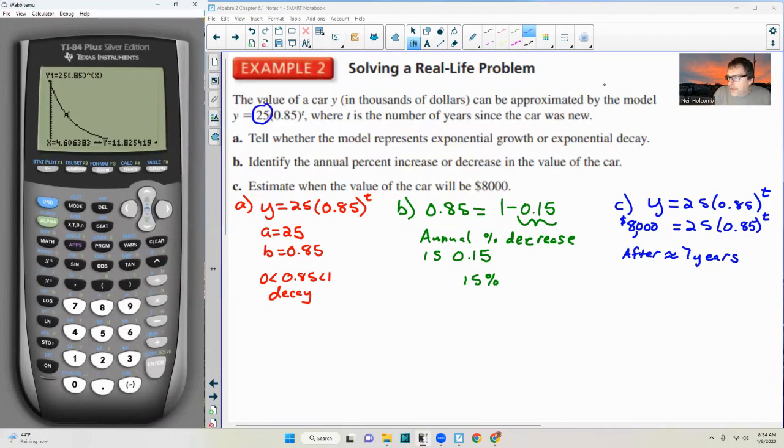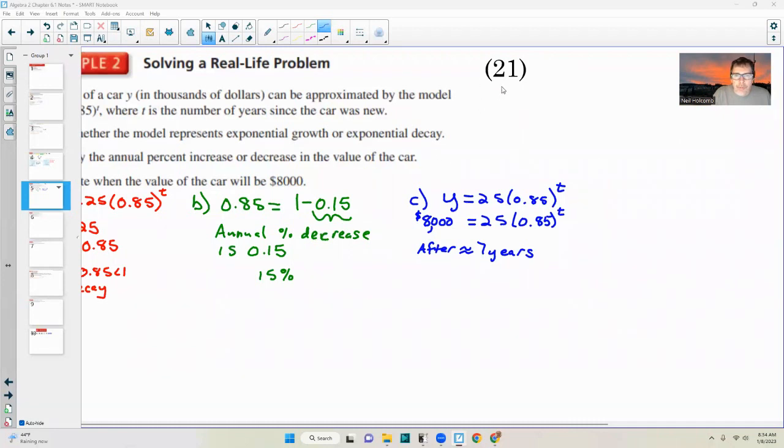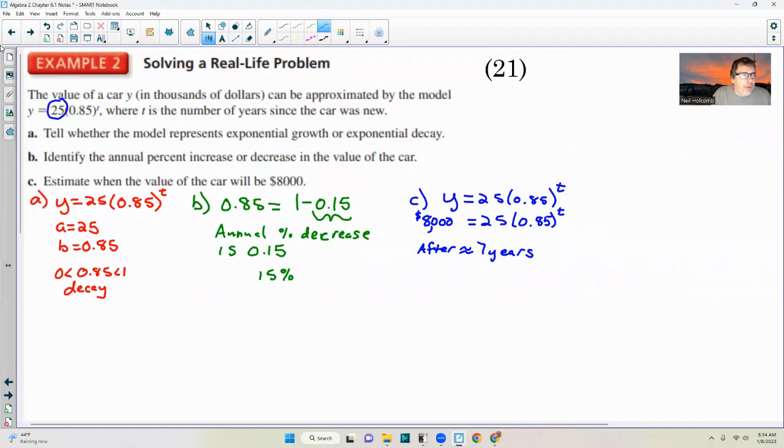So now you should be able to do problem number 21 now.